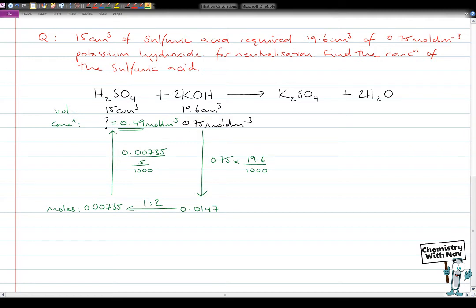So that's titration calculations. Do make sure that you look out for any diprotic acids, so that's H2SO4, or perhaps dibasic bases, so things like barium hydroxide, which is Ba(OH)2. Those are the main things to look out for.